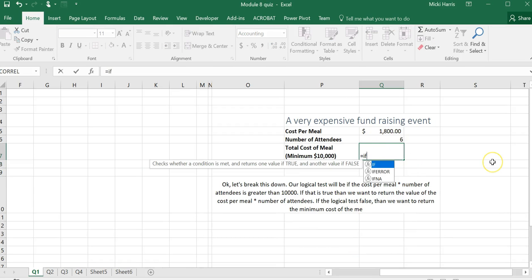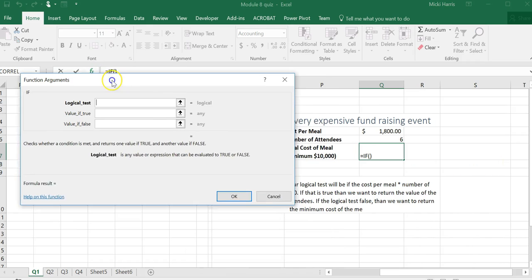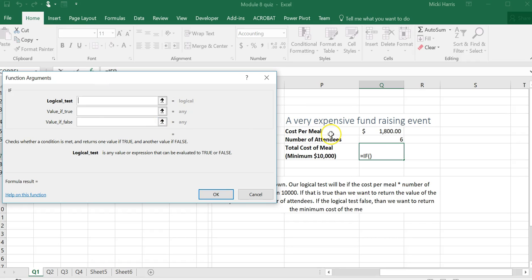So we'll start our IF function, equal IF, and I'll go ahead and open up the function dialog box. Now, what is the logical test? If the cost of the meal multiplied by the number of attendees is greater than 10,000, then that's what they are going to pay. They're going to pay the cost of the meal times the number of attendees. So that's going to be Q5 times Q6. But if that is false, then they have to pay the minimum.